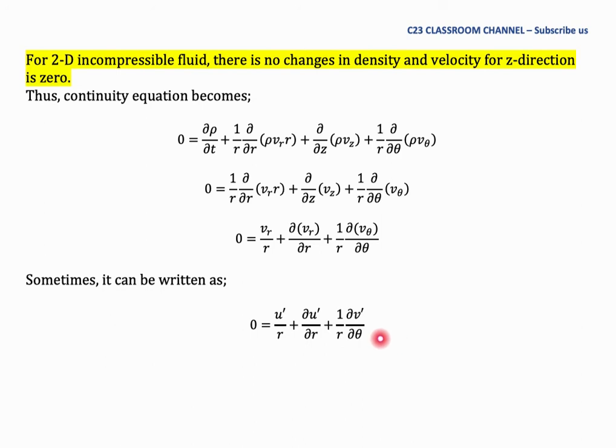In some textbooks, they will use the symbols U prime and V prime to represent the value of Vr and V theta. However, in our syllabus, we will use Vr and V theta for our calculation. Please use Vr and V theta in your calculation.